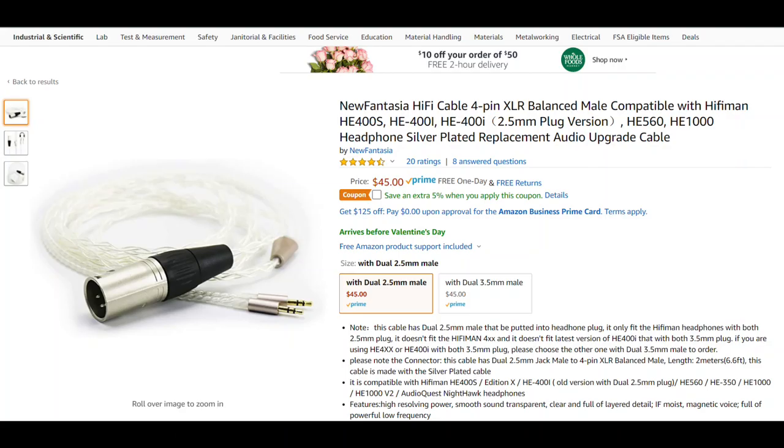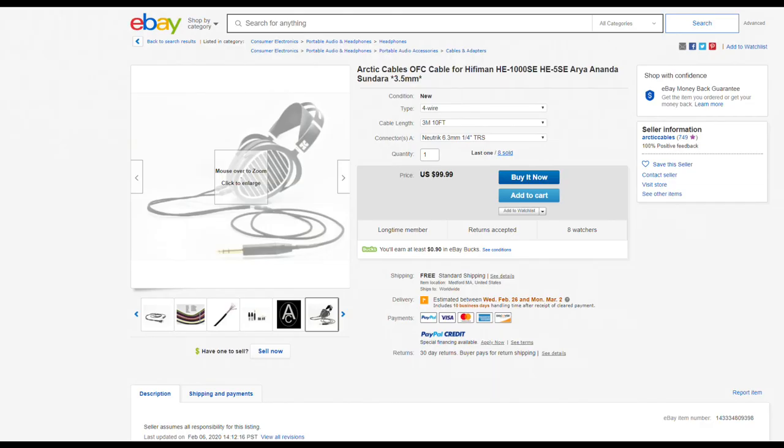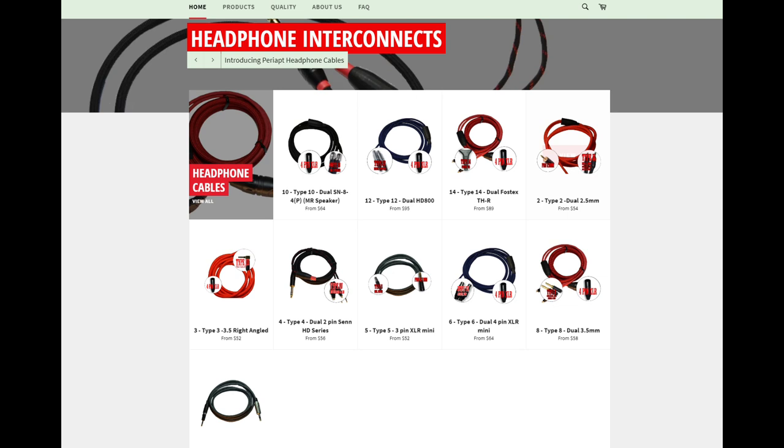But those who want quality products at an affordable price have many options of varying consistency. You can currently buy headphone cables on Amazon for between $50 and $100. You can buy them from PeriApt for between $70 and $100. Or you can buy them on eBay for oscillating prices. I have several PeriApt cables and I like them a lot. They are quality. But for some, PeriApt is still a little expensive.